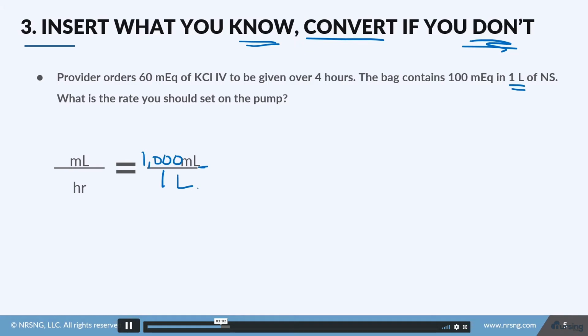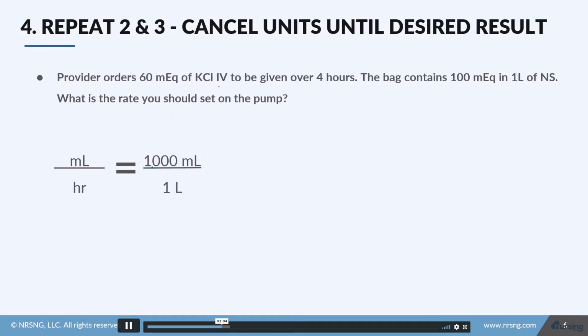Okay, now we're going to repeat this process of transferring units across and then inserting what we know, converting if we don't, until we cancel enough units to get to our desired result, or what we're looking for. Remember, this is what we're looking for. Remember that if you see the same units on the top and the bottom on this side of the equation, you can actually cancel them out.